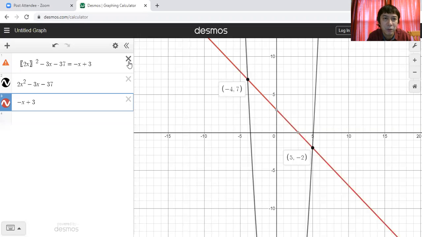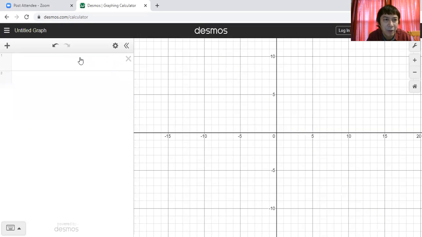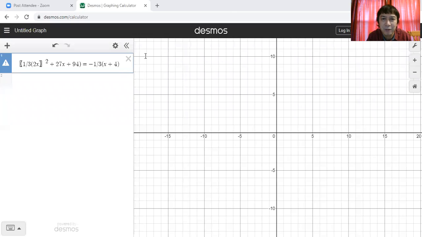Okay, erase the previous problem. All right, paste the current problem there. Okay, and then you can paste it right on your screen. Okay, and here's the problem, the equation. All right, 1/3 times the quantity 2x squared plus 27x plus 94.